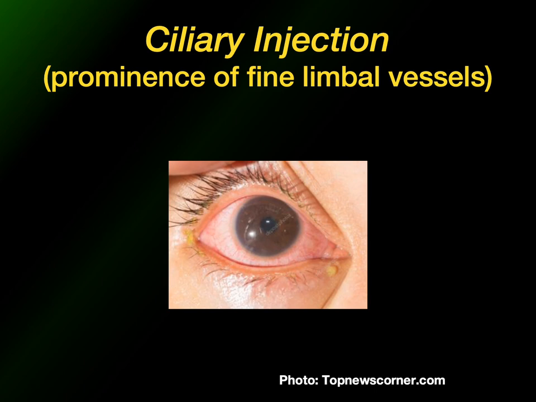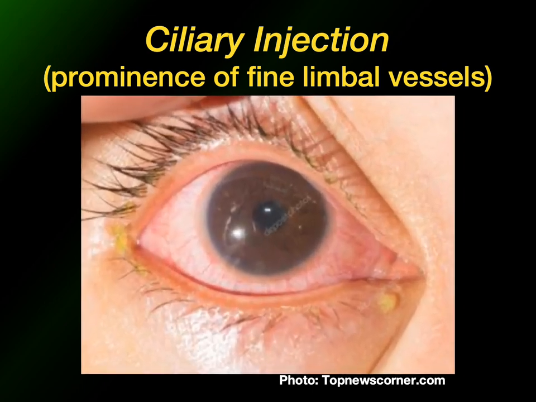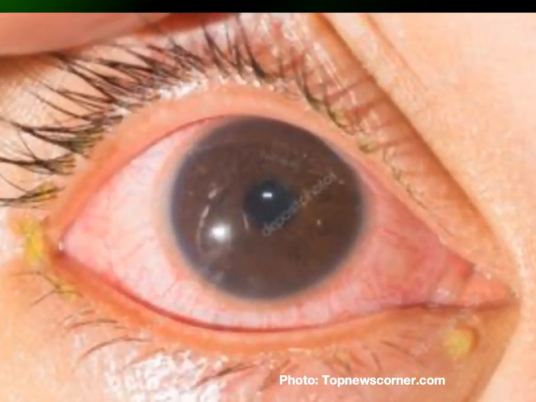The last photo shows 360-degree prominence of the small blood vessels at the borders of the cornea, or what we call the limbal area. This is what we call ciliary injection. Ciliary injection is a common feature in eyes with anterior uveitis. The rest of the conjunctival vessels may appear normal to slightly dilated, but not tortuous, giving rise to a pinkish hue of the eye. Please note the absence of eye discharge.